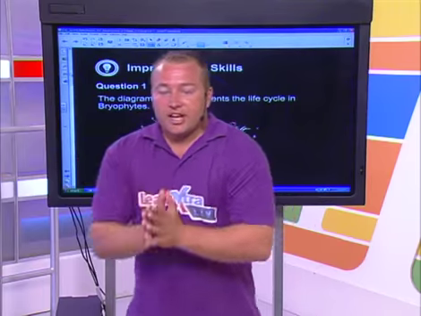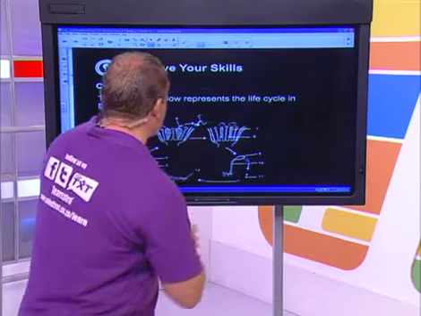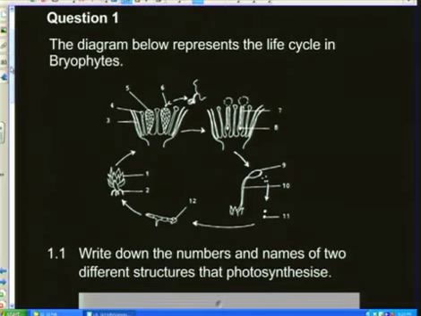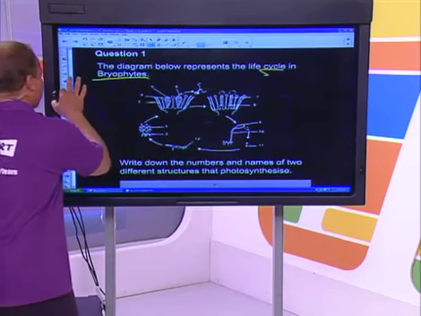Enough of the chat, let's get back to the revision. Questions. Okay, got some questions for you. Let's see if you can answer it. The diagram below represents the life cycle of a bryophyte. Bryophyte, what is it? Moss. Good. It's moss. That's all it is.